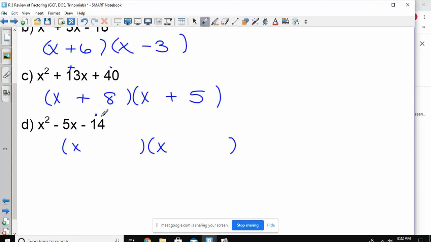Multiply to a negative 14. So if it's going to multiply to a negative, we know we need a positive and a negative. And add to positive 5, or excuse me, negative 5. Negative 7 times 2 is negative 14. Negative 7 plus 2 is negative 5. All right. So far, so good?